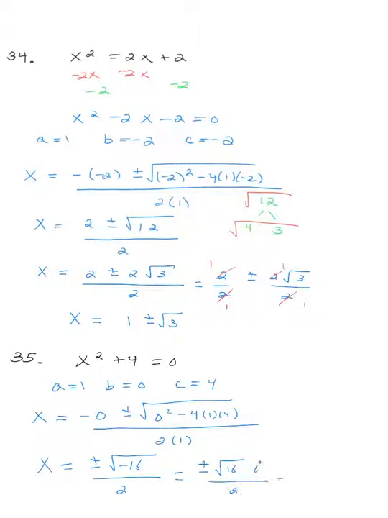So off to the side, I'm just going to note that if you have the square root of 16 over 2, well, that's really 4 over 2, and that's just 2. The solutions are plus or minus 2i. The i at the end is just to indicate that we had a negative under the square root, meaning these are imaginary solutions. They will not appear if you put this into your graphing calculator.